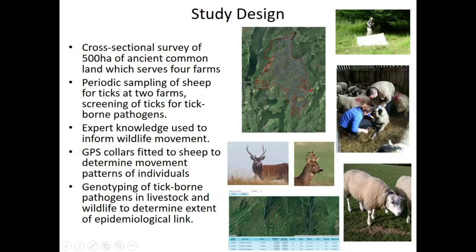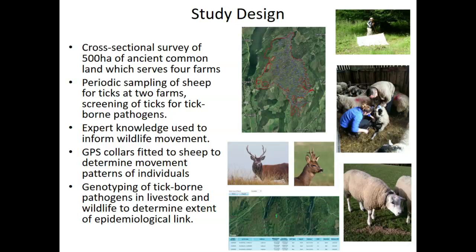Okay, so as to design. For our survey on Bethecar Moor, we conducted a cross-sectional study of 500 hectares, which is quite a lot of land in the middle of the Lake District when you've got no signal and stuff like that, and this is a common grazing fell, which serves four farms.